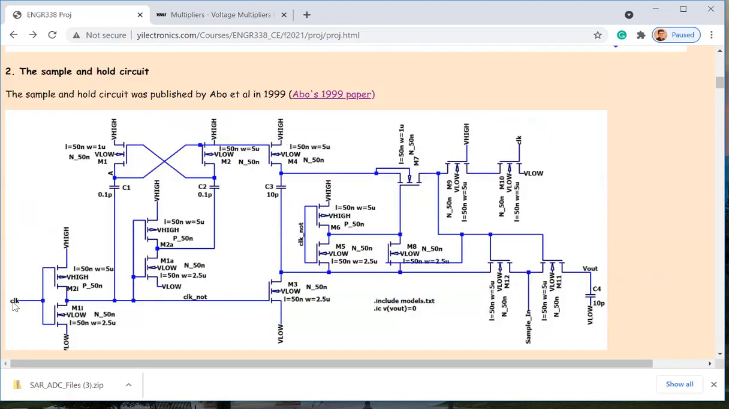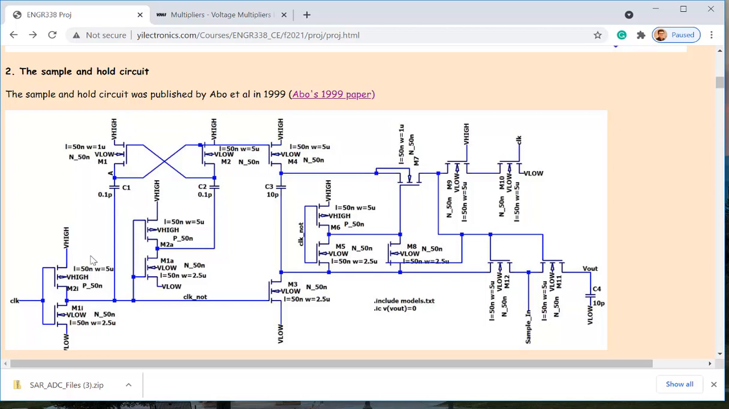So here's a clock. Here's a clock knot. Here's a clock knot. You have to look at the clock first. Whenever you are seeing a circuit like this, you have to look at the clock first. So clock, inverted clock knot. Clock knot, clock, all right?